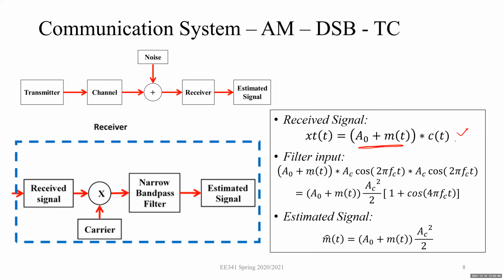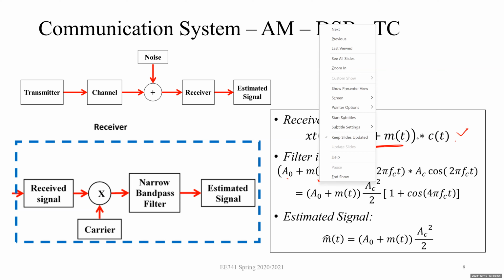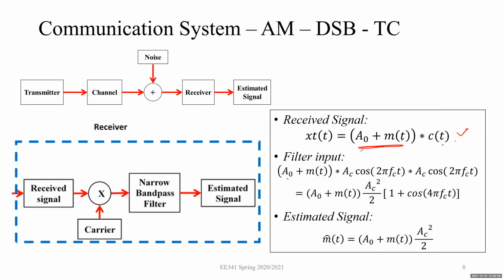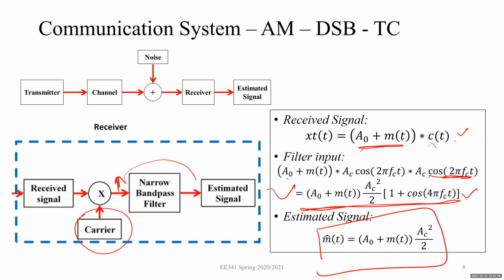So the filter input will be A_0 + m(t). This signal A_0 + m(t) is multiplied by the carrier signal, and then again multiplied with the carrier signal here. So this is my signal which I received here. Then this signal will pass through the narrow band pass filter, and then I will get my estimated signal, this one, because this frequency component will be removed by the filter. Okay, if you understand the block diagram, it's easy to write these steps.